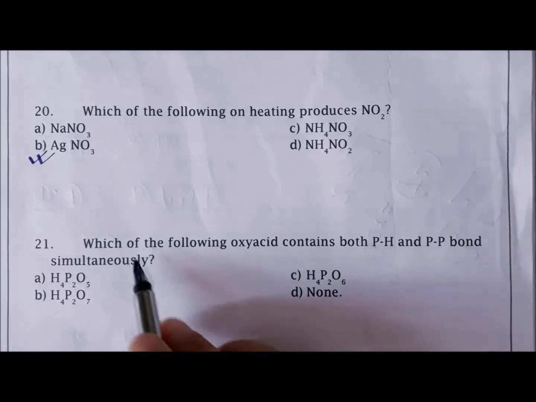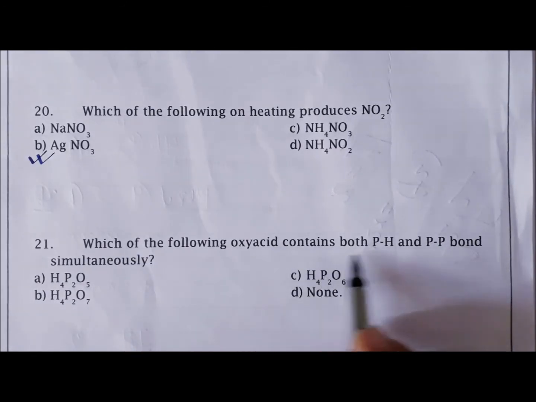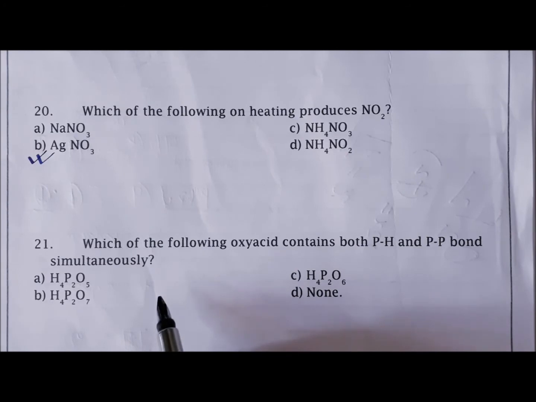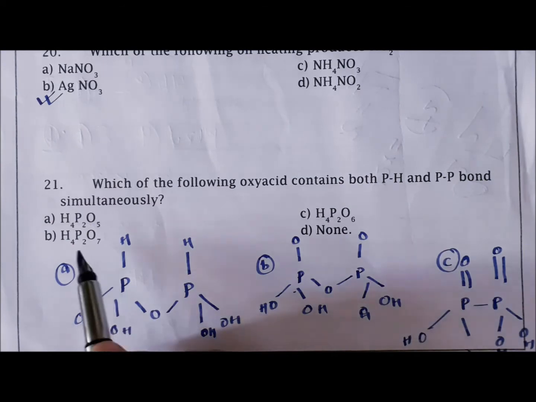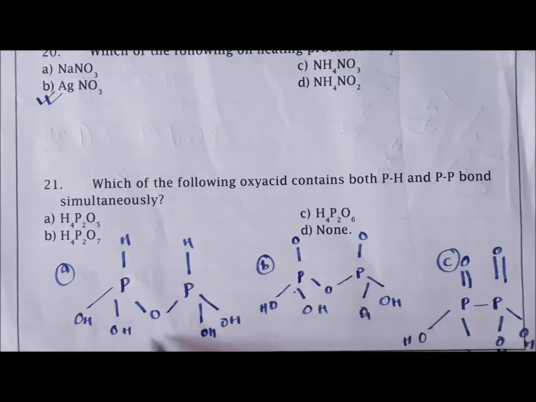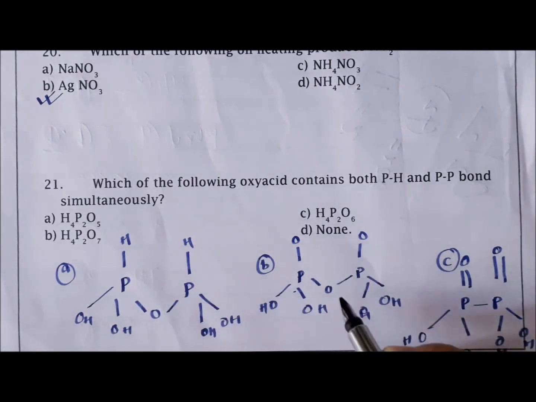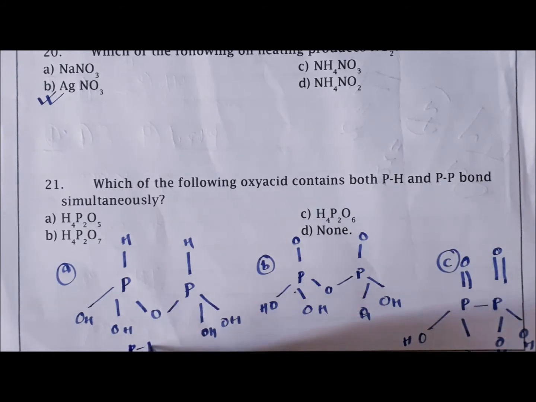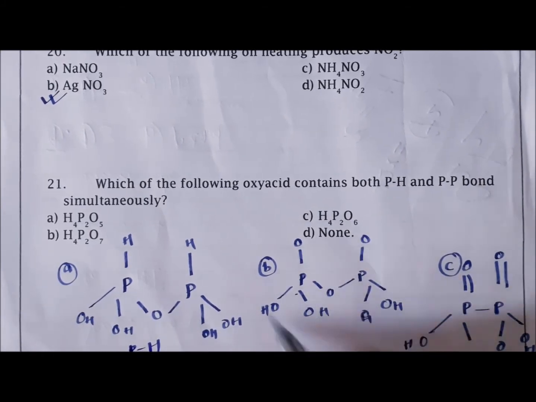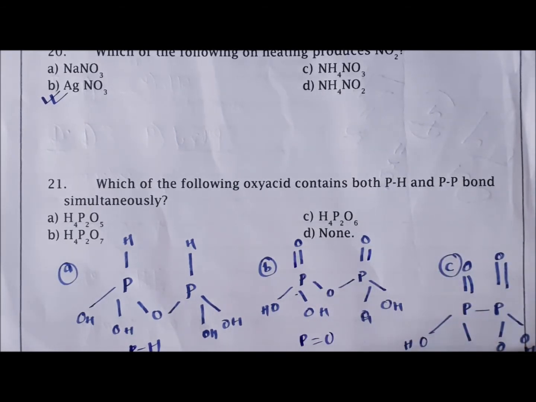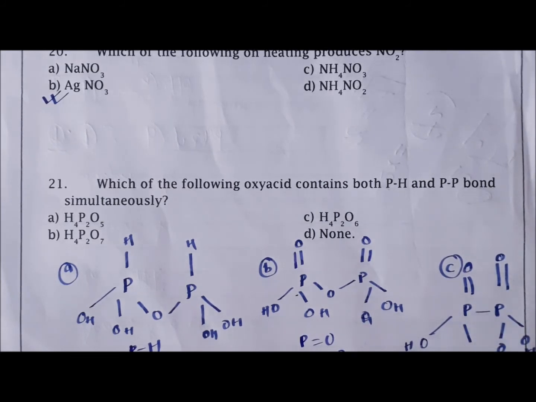Next question is, which of the following oxyacids contains both PH and PP bonds simultaneously? You need to draw the structure to answer this question. Now these are the structures. For H4P2O5, it contains a POP bond, a PH bond and a POH bond, but no PP bond. So there is a P double bonded O bond, a POP bond and a POH bond, so there is no PH and no PP bond.